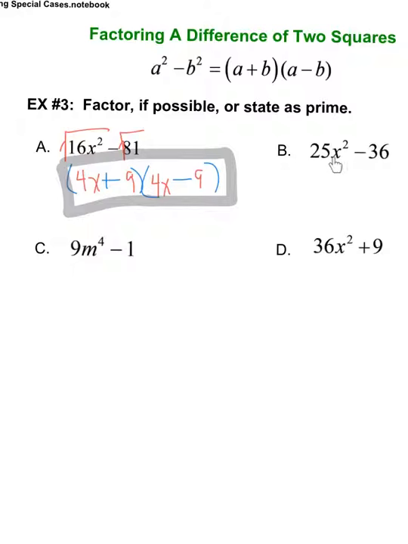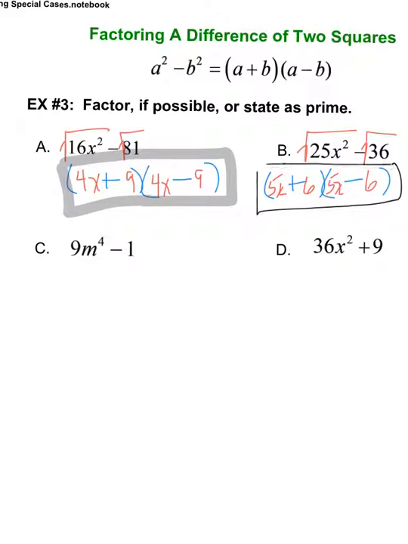25x squared and 36 are perfect squares. So I know that this is going to factor into a plus minus pattern. Take the square root of your bookends here, so we get 5x and 5x. The square root of 36 is 6 and 6. And then this can't be factored further, and this is not the difference of 2 squares, so this is the fully factored form.